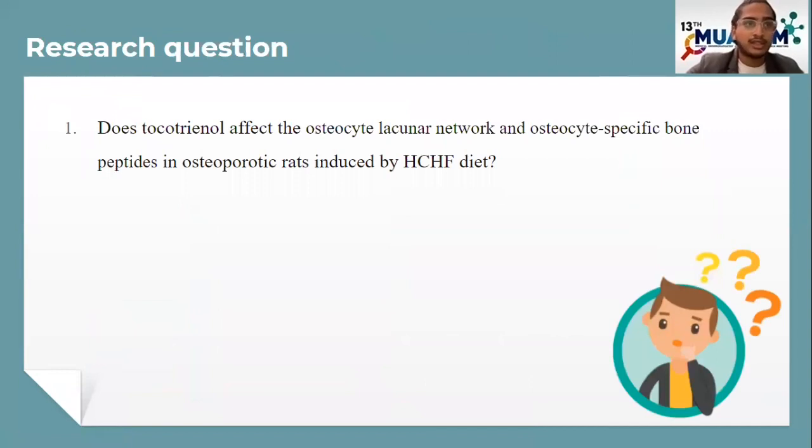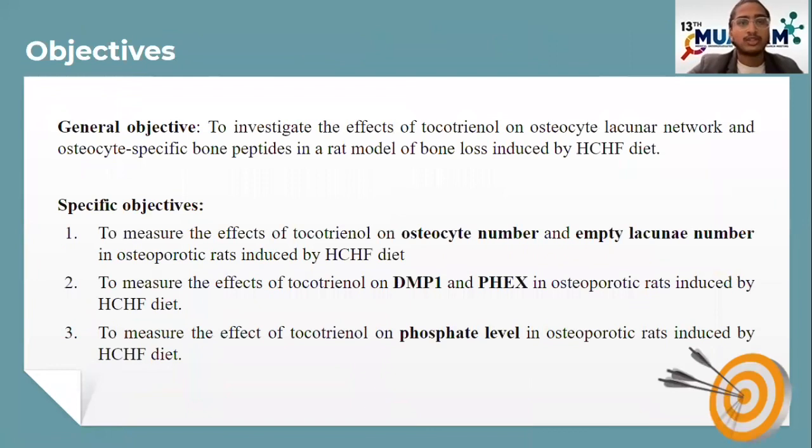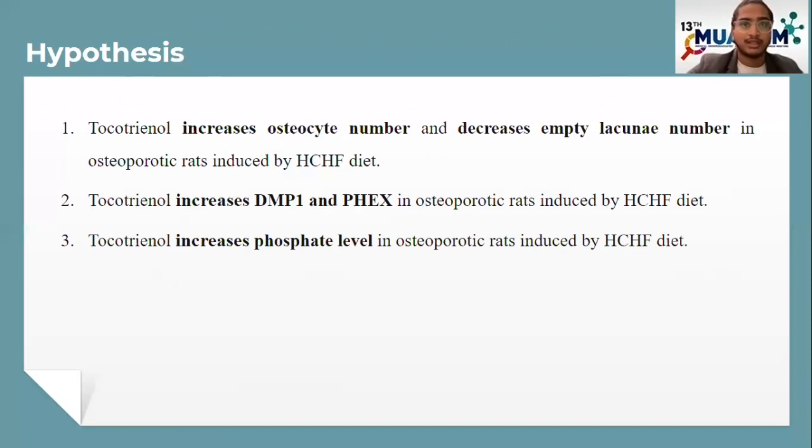So our question here is, does tocotrienol affect the osteocyte lacuna network and osteocyte-specific bone peptides in osteoporotic rats induced by HCHF diet? So our objective is to investigate the effects of tocotrienol on osteocyte lacuna network and osteocyte-specific bone peptides in a rat model of bone loss induced by HCHF diet. So our specific objectives are to measure the effects of tocotrienol on osteocyte number, empty lacuna number, DMP1, PHEX, and phosphate level in osteoporotic rats induced by HCHF diet. So our hypothesis is tocotrienol increases osteocyte number, decreases empty lacuna number, increases DMP1, PHEX, and increases phosphate level.